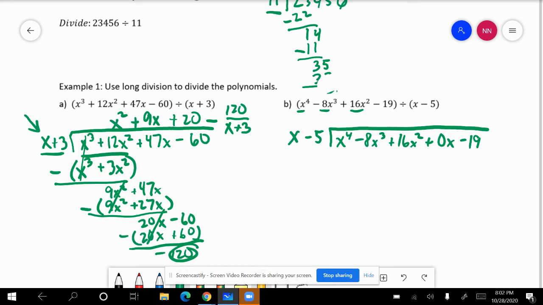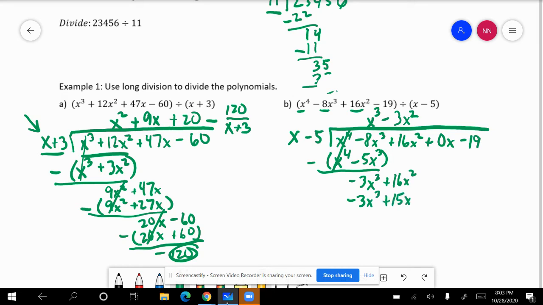So now x goes into x to the fourth, x cubed times. X cubed times x is x to the fourth, x cubed times negative 5 is negative 5x cubed. We subtract, it cancels, we get negative 3x cubed. We bring down the 16x squared. X goes into negative 3x cubed, negative 3x squared times. Negative 3x squared times x is negative 3x cubed. Negative 3x squared times negative 5 gives us positive 15x squared.